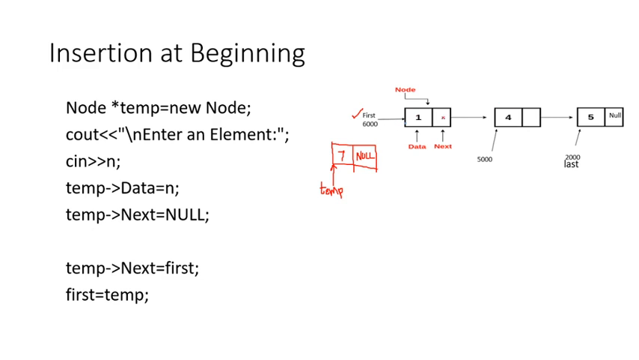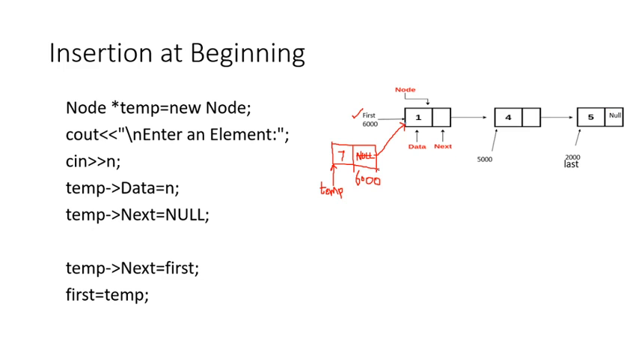Currently this newly allocated node doesn't have any link with the already existing linked list. So how to establish it? Simply we have to write temp arrow next is equal to first. First contains the address of the first node in the list. So the next part of this temp will no more contain the null value. It contains the address of the first node in the list, which is nothing but the 6000. In this way we can establish the link between this newly created node and the already existing list.